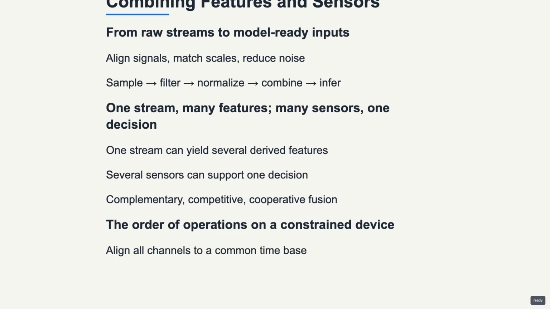Time alignment comes first because two sensors may never report at the same instant. If you combine mismatched timestamps, the math may look clean while the physical pairing is wrong, which makes the fused input unreliable from the start.